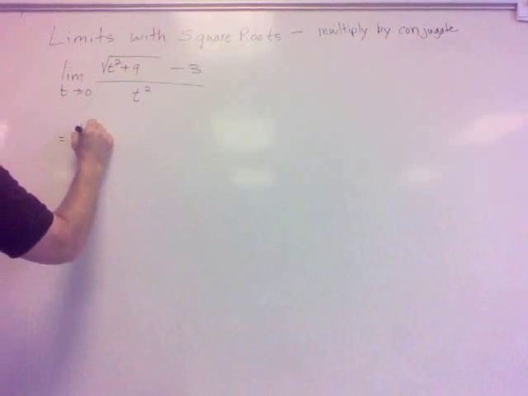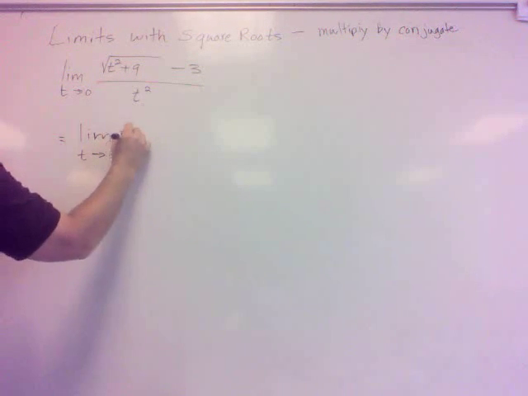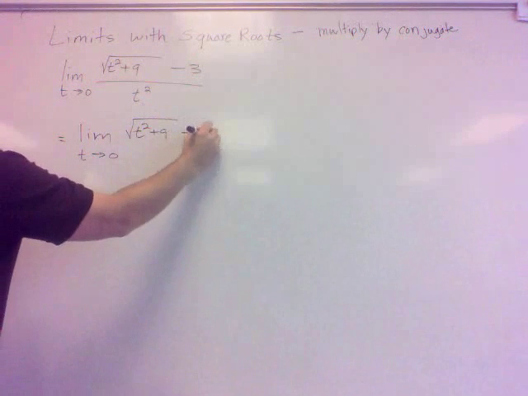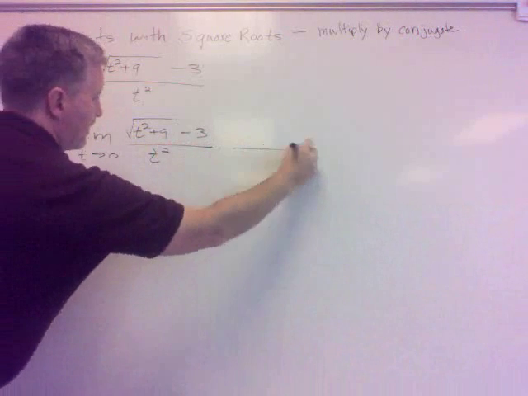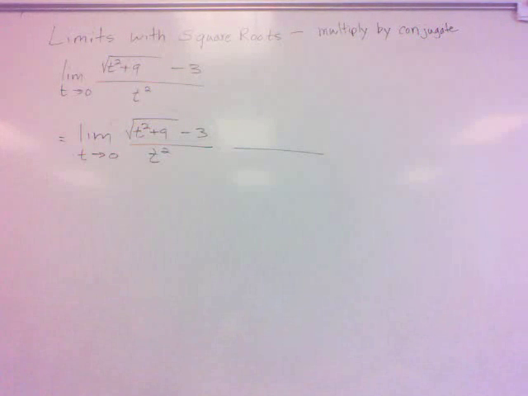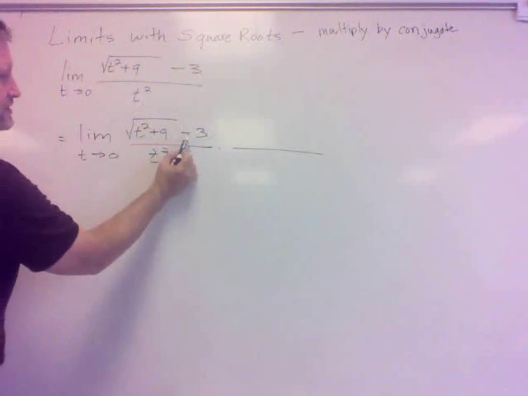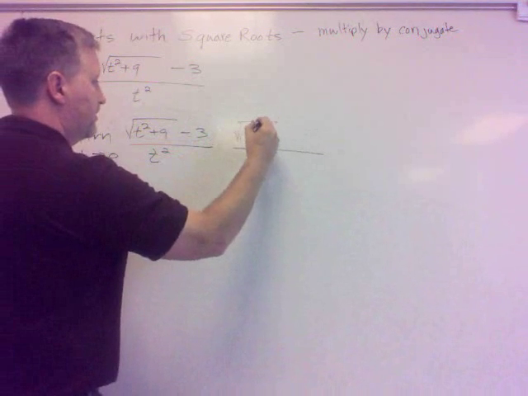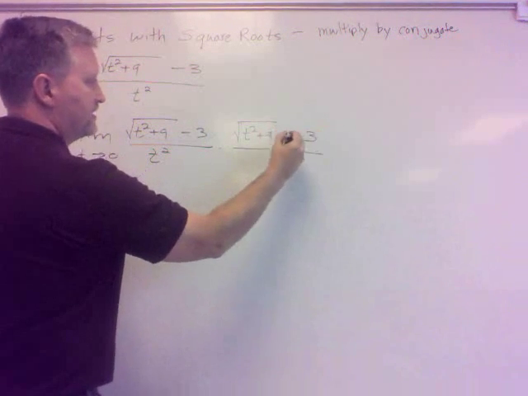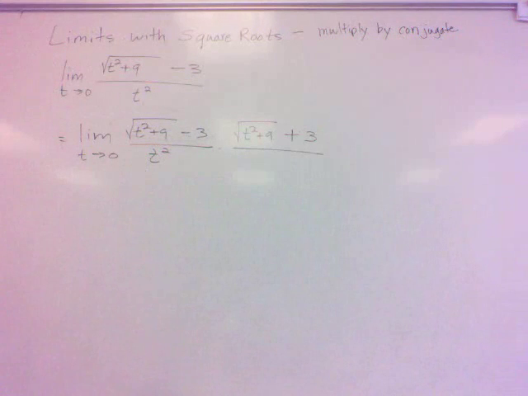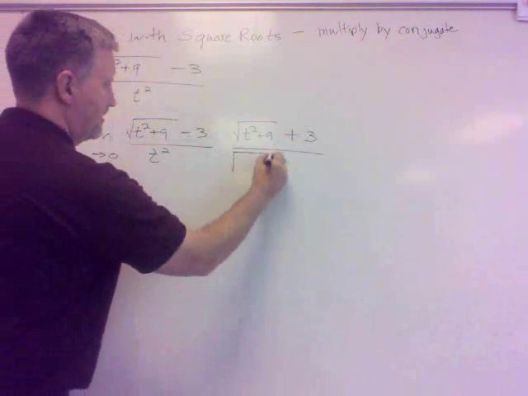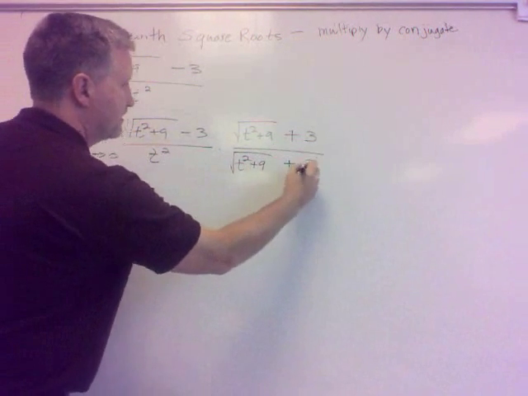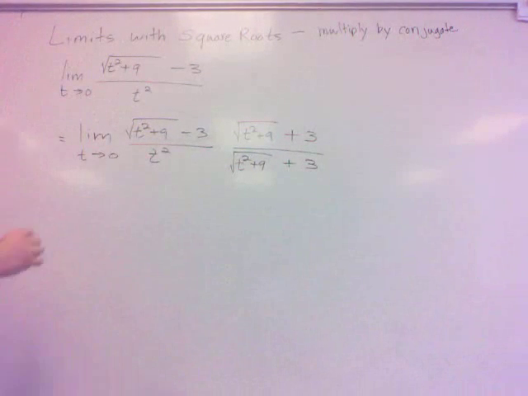I'm going to take this limit, and I'm going to multiply by the conjugate of the top. All I do is change the minus to a plus. So very same square root, t squared plus 9, and 3. The only change is it's a plus 3 instead of a minus 3. That's called the conjugate of the top. Well, to make this a legal maneuver, what do I have to do? Same thing in the bottom. So multiply the bottom by the square root of t squared plus 9 plus 3. Same thing on the bottom. Okay?